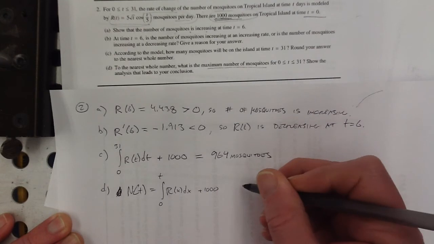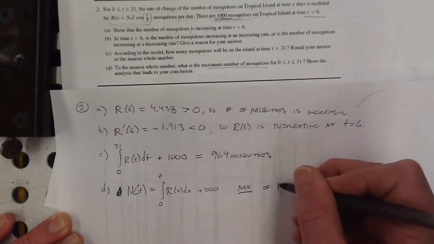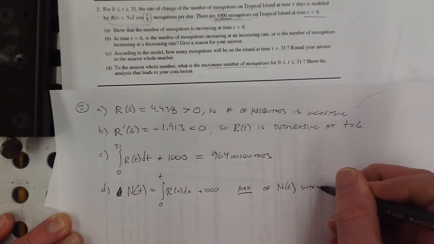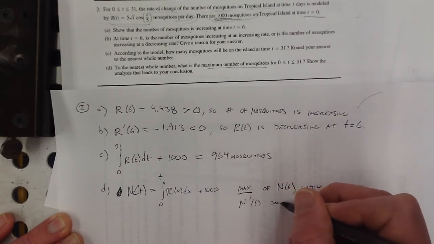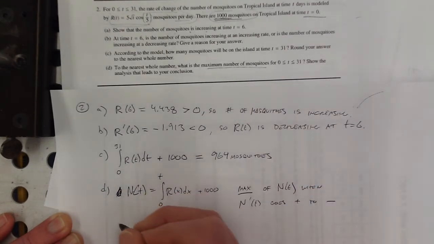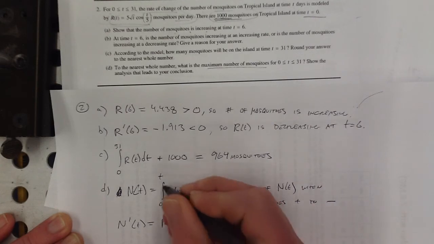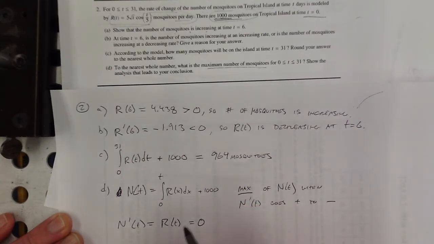So if you want to find the max of the number of mosquitoes, that's when N prime goes from positive to negative. So N prime, the maximum number of mosquitoes, take the derivative of this. Well, the derivative of an integral, that just goes away. So we'll set that equal to 0.